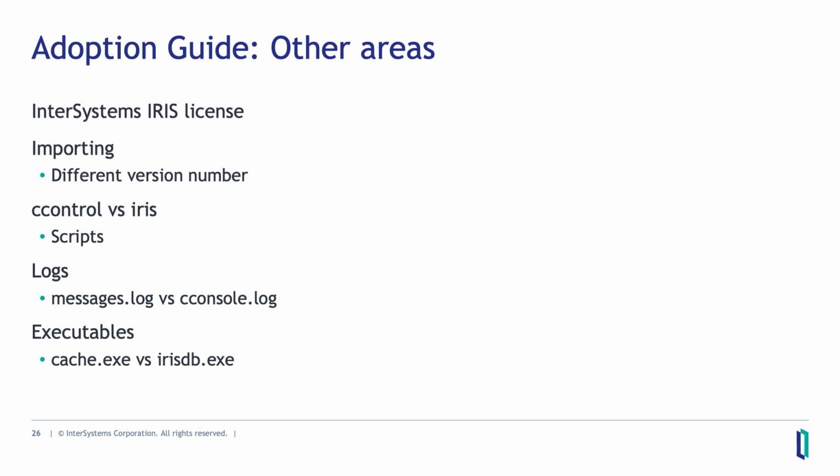I also want to point out, because this is a name change that is apparently not very obvious, because we didn't put IRIS in the name, that the cconsole.log is now called messages.log. Maybe we should have been a little bit more consistent there with the name too, but that's what it's called. And then the executable is also not intuitive, which is why I bring this out. The cache executable is not called IRIS, it's called IRISDB.